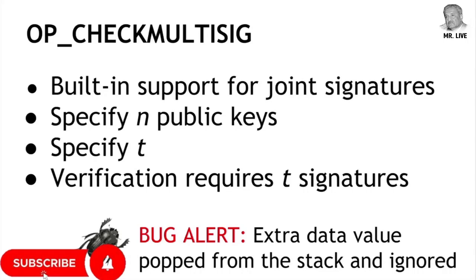So there's an important bug here. There's a gotcha, which has been there since the beginning of time, which is that in the original implementation of this, the check multi-sig instruction actually pops an extra data value off the stack and ignores it. So this is just a quirk of the Bitcoin language.